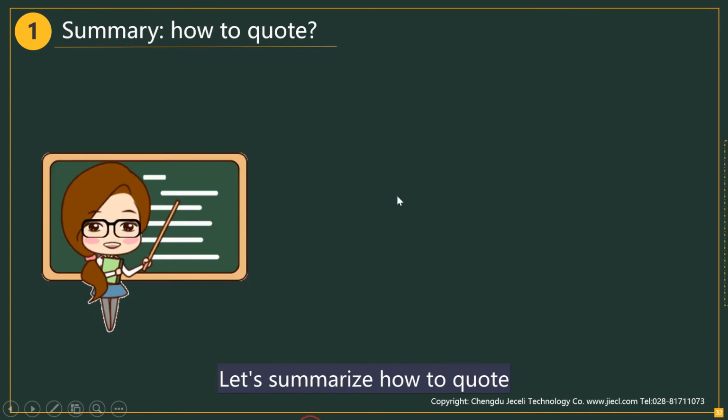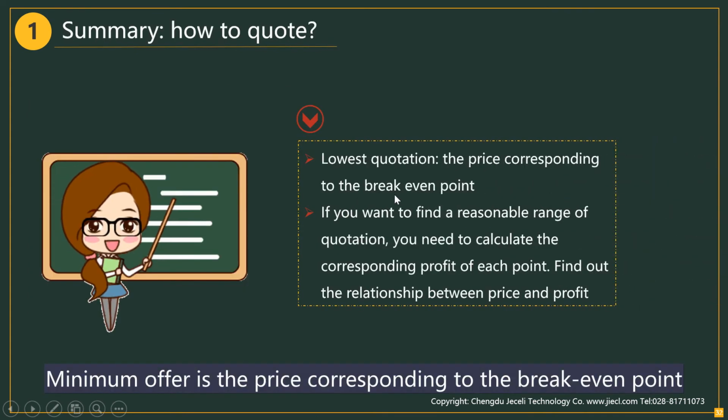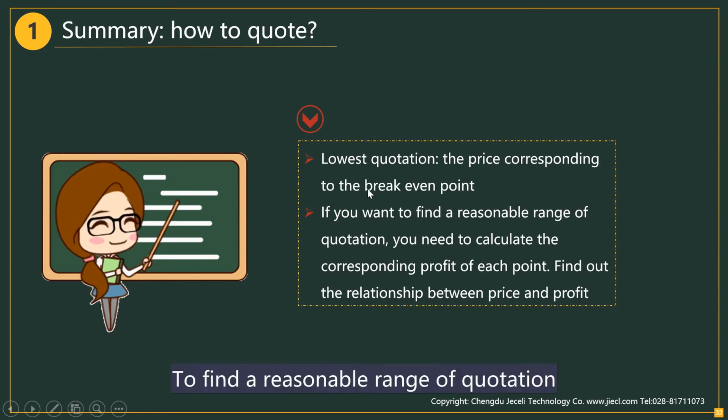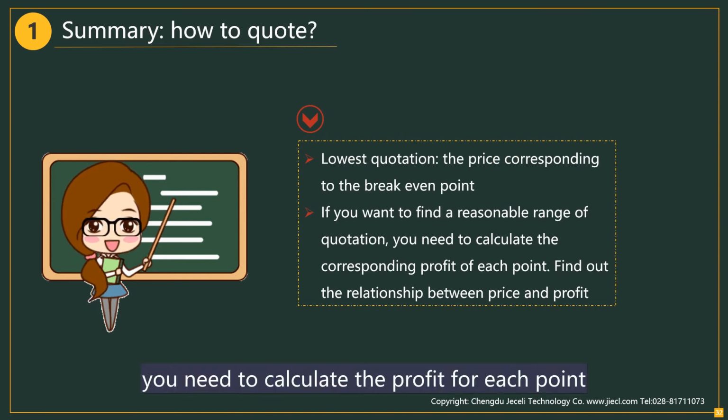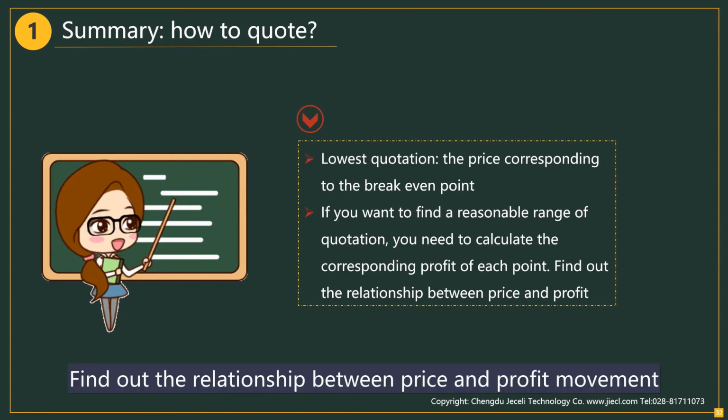Let's summarize how to quote. The minimum offer is the price corresponding to the break-even point. To find a reasonable range of quotation, you need to calculate the profit for each point and find out the relationship between price and profit movement.